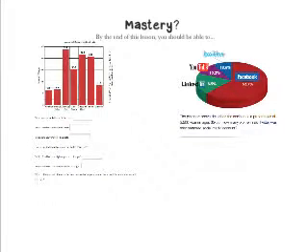Alright, so these 2 problems and then on the next page problems are what you're going to have to do to show mastery of those 3 objectives for today. So you're going to be given a bar chart and you need to extract some information. You're going to be given a pie chart and you have to extract some information.